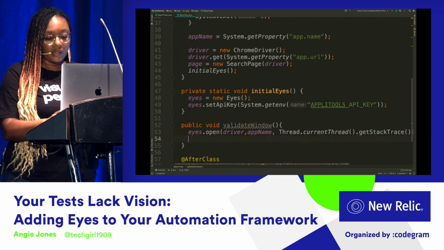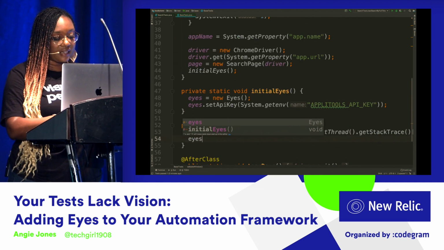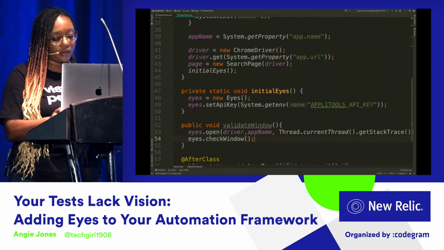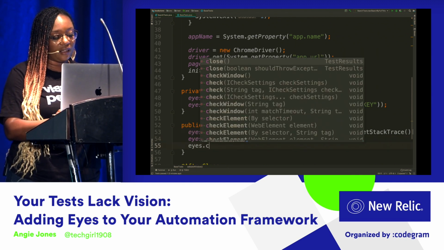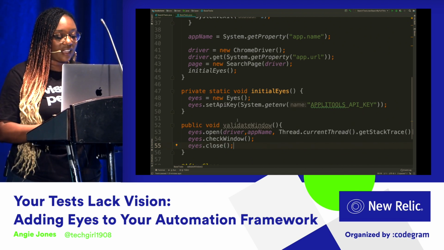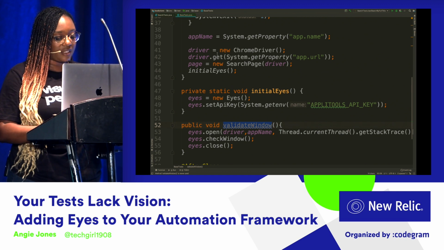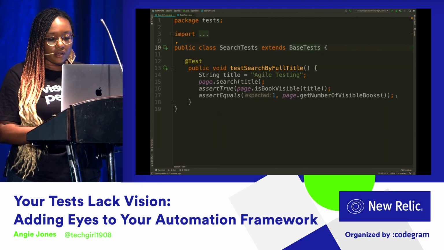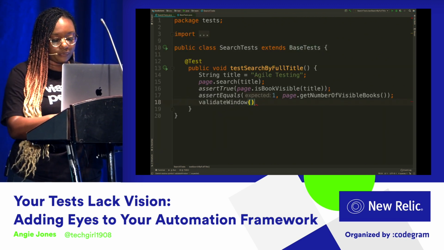All right. So I've said open your eyes. Now I say go ahead and check the window. And then finally, close your eyes. And that's it. So I can just make a call to this method from the test itself. So I'll just add this right here.